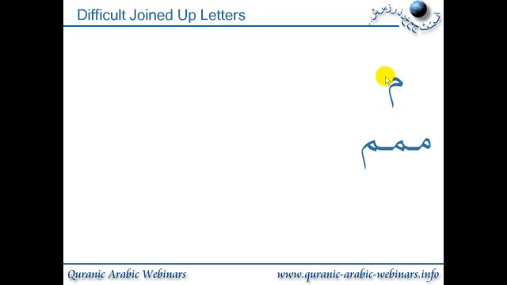This is the letter mim. When it is joined up, we simply drop the tail. So at the beginning of a word, mim is written like this. In the middle, it's joined up on both sides. It's written like this. You can see the little circle, so there's a little hole in the middle here. And on the end of a word, mim will look very much like it is written on its own.